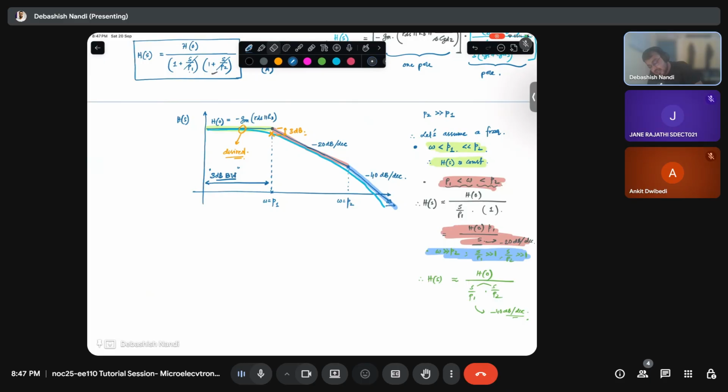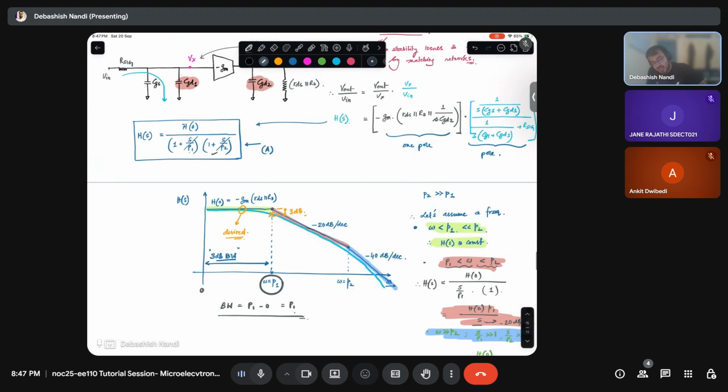Whatever I am considering is P1, and obviously I know that there is no zero in the system, or no pole associated with the system at lower frequency. It is kind of a low pass response. So my bandwidth will be P1 minus 0, equal to P1.